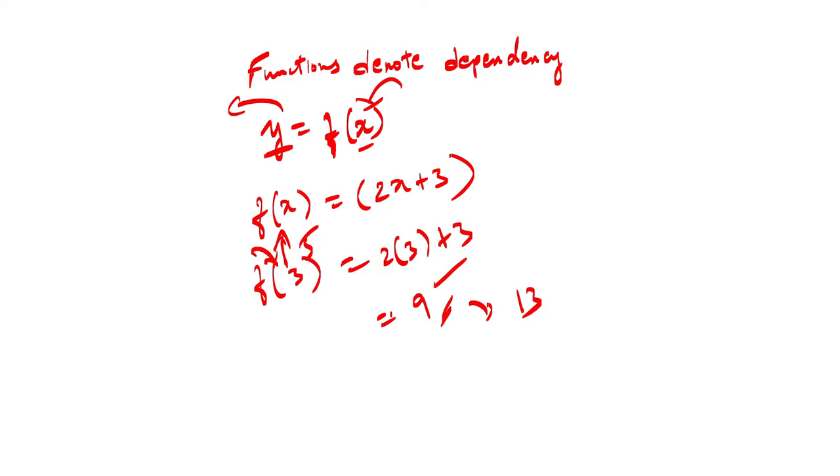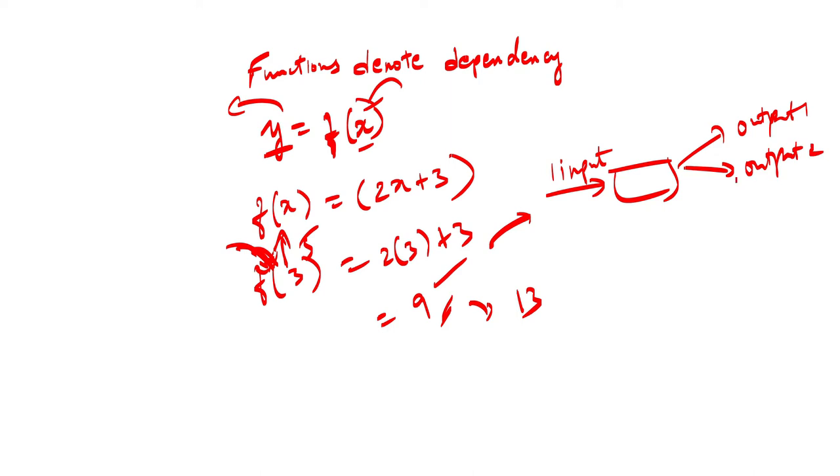And it should be noted here that for every one input, there will be only one unique output, right? There's one input and there won't be two outputs. This is wrong. For instance, here, the input is 3, the function is 2x plus 3, and your output is 9. Can you get any value other than 9 when you input 3? No, you cannot. So for every one input, there is only one output.